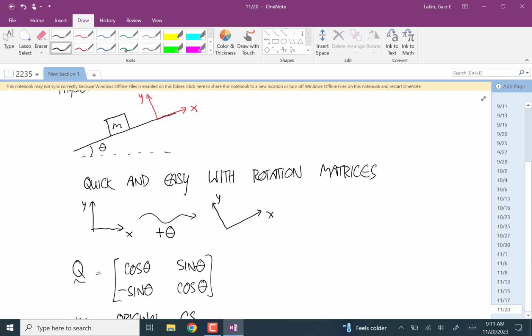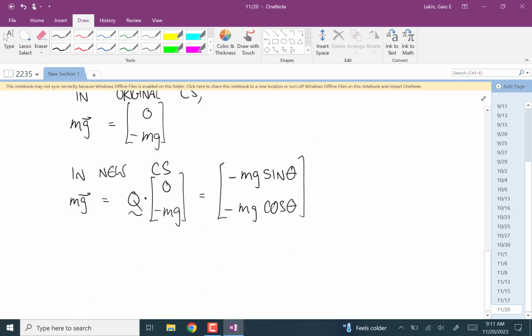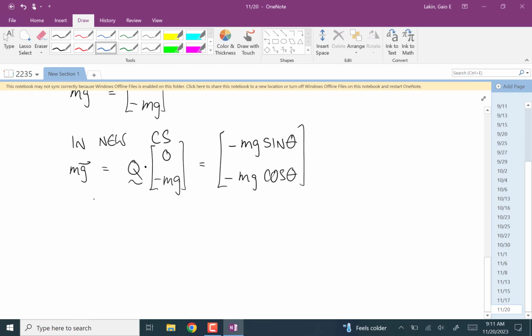I think the way that you're probably used to doing it is you have this weight force like this, and you break it up into components like this. And then you just think about the trigonometry, think about the right triangle. But obviously what we're doing is just a coordinate system transformation, so you can always use that rotation matrix.